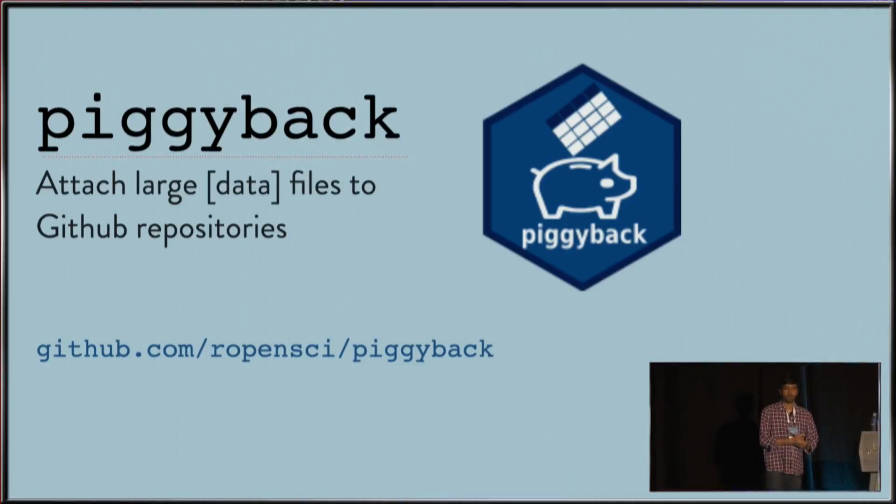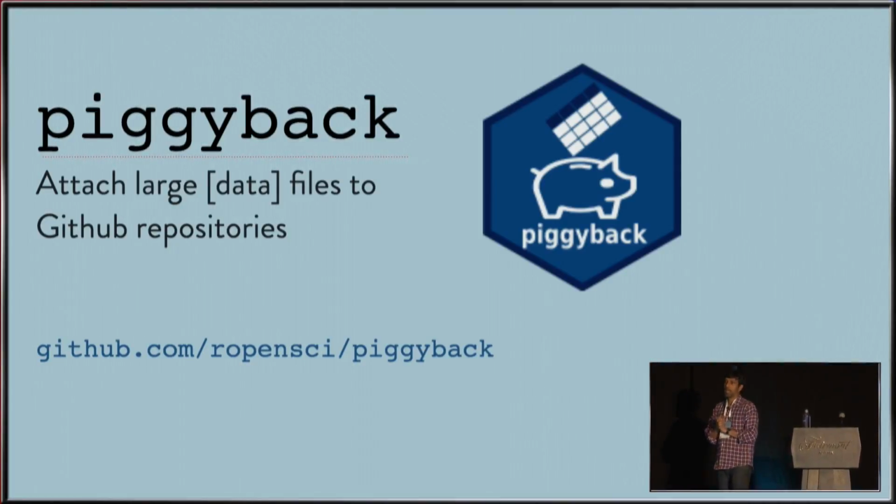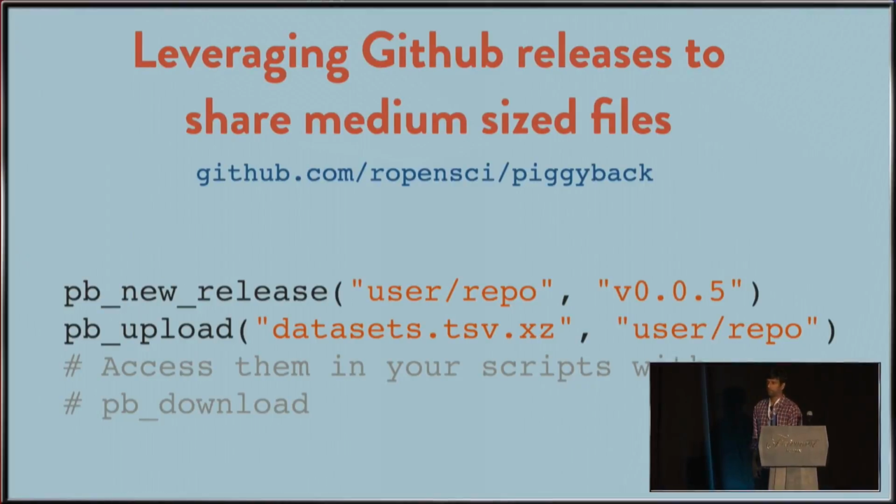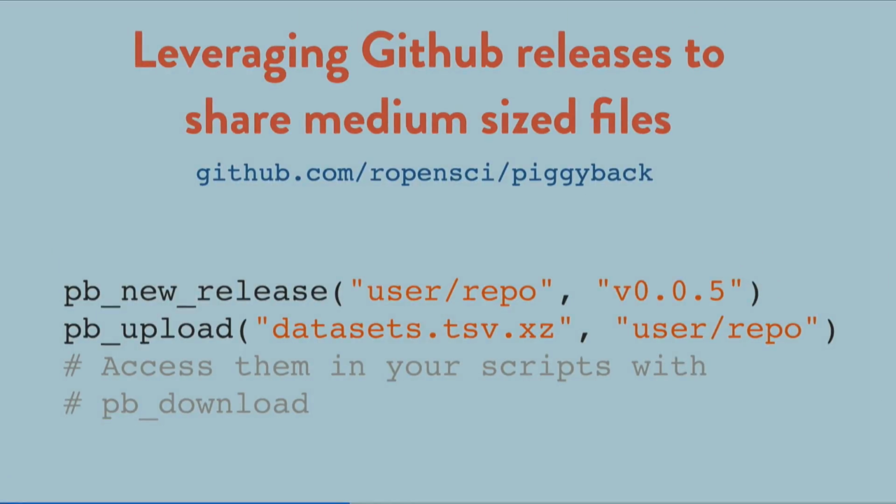If you have written software before and you release a new version of your software, you can tag a release on GitHub. And when you do that, you get binaries attached, and Piggyback just allows you to attach more data files onto that release. The functionality for this package is very, very simple. There are only 5 functions. You can create a new release for your repo, tag it with a version number, and then just upload whatever files you would like to upload.